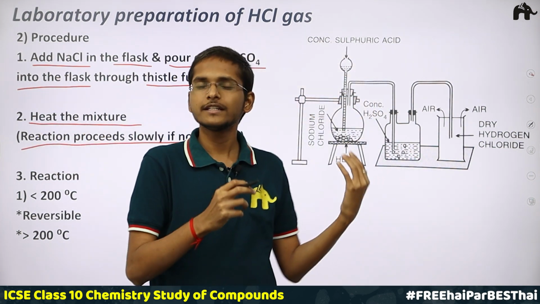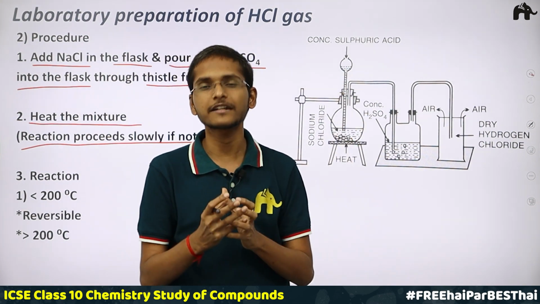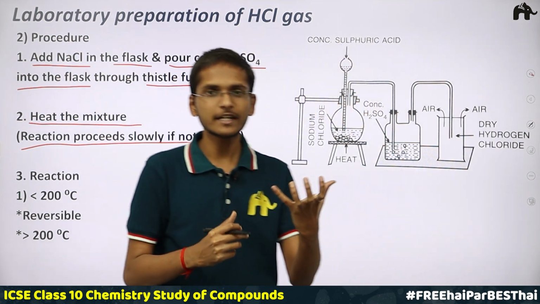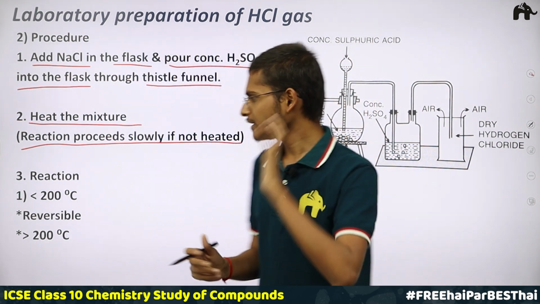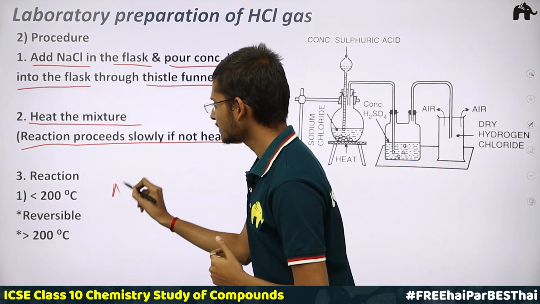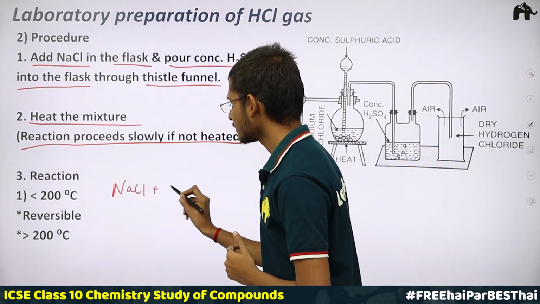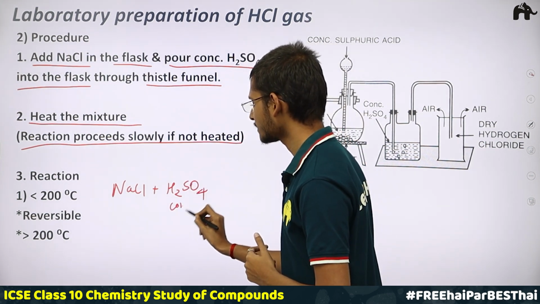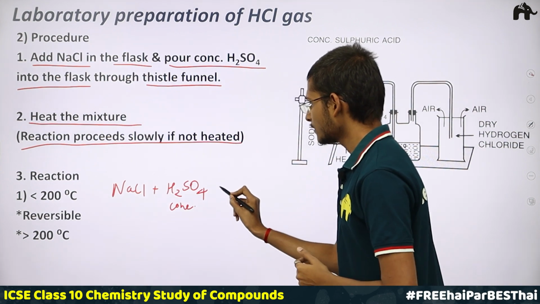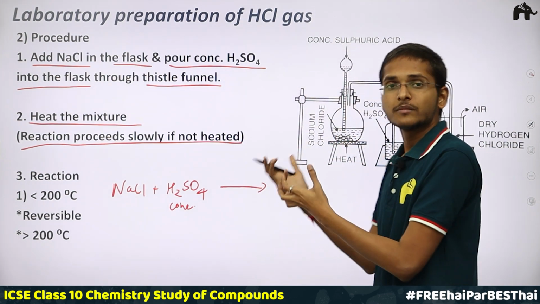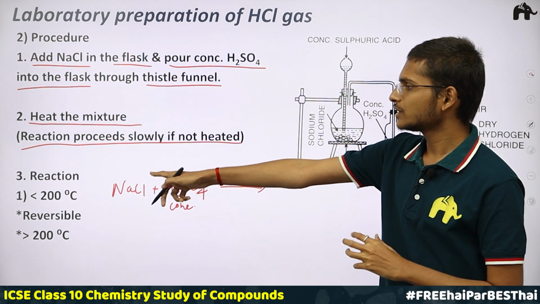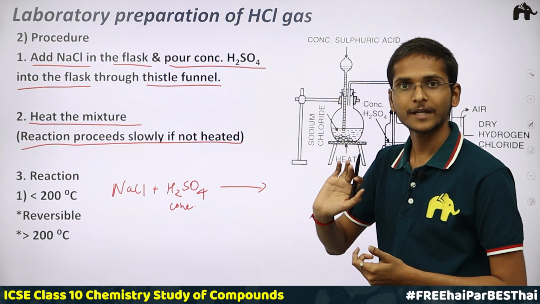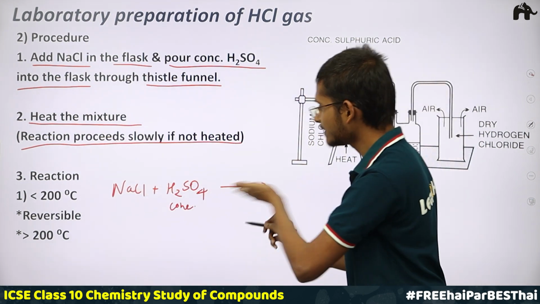Now we have added NaCl, we have added concentrated H2SO4, now it will react. Now let's see the reaction, what is actually happening. Once we understand the reaction, then we can understand how the process is going on. So first what we have taken, NaCl and concentrated H2SO4. I'm writing here concentrated. So now I have told you we are going to heat the mixture, and first of all we are going to see the reactions when we are heating the mixture below 200 degree centigrade.